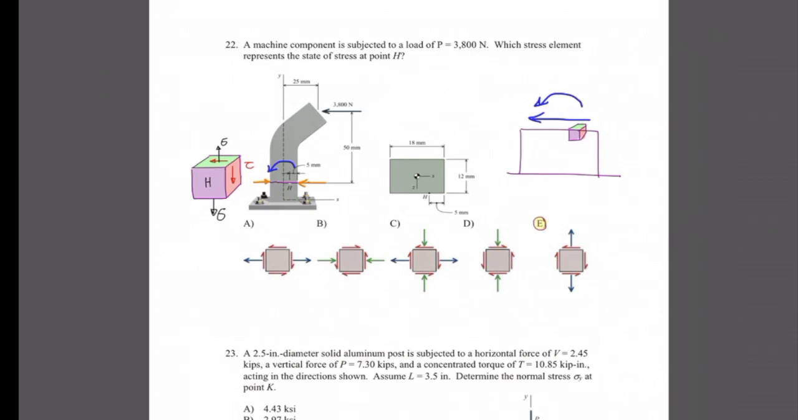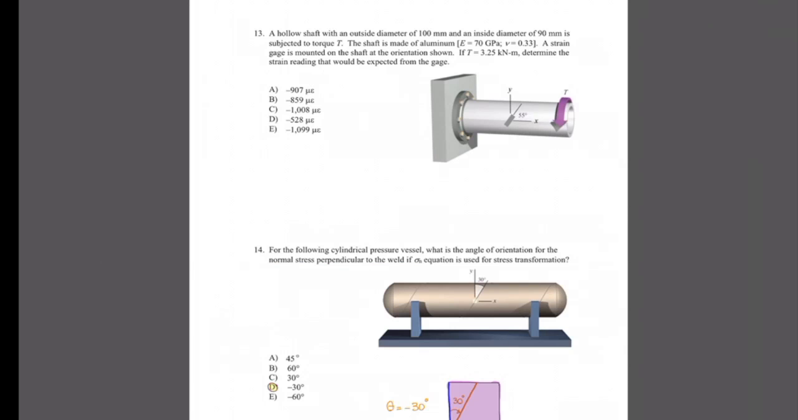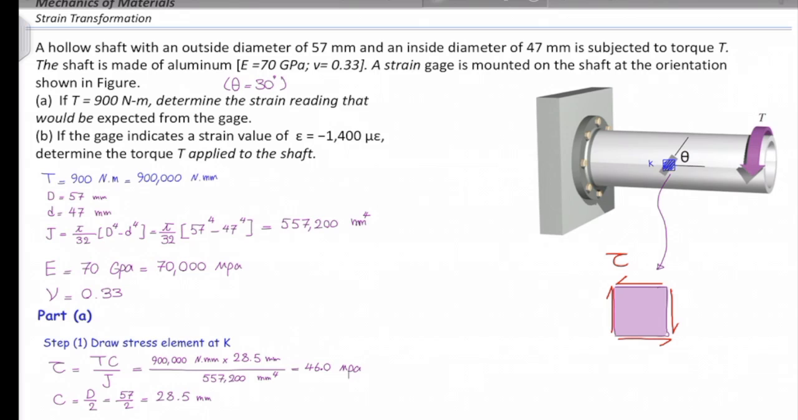Now there are some other calculation-based questions. You can find the solution of exactly these problems in the ebook. So this is one of those problems. A hollow shaft with an outside diameter of 57 millimeter and an inside diameter of 47 millimeter is subjected to torque T. The shaft is made of aluminum. A strain gauge is mounted on the shaft at the orientation shown in the figure. Theta is 30 degrees. If T is 900 Newton meter, determine the strain reading that would be expected from the gauge. So first, we need to determine the stresses caused by that torque.